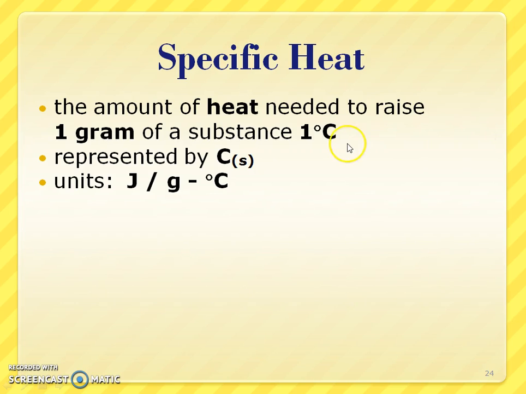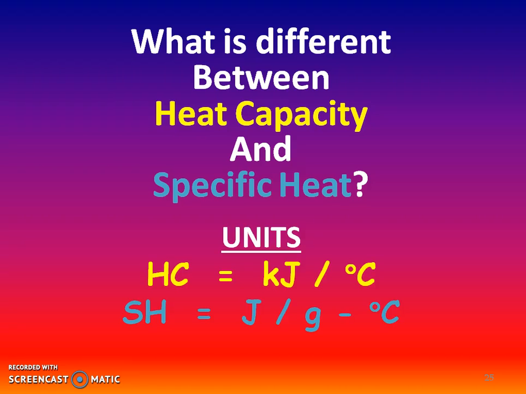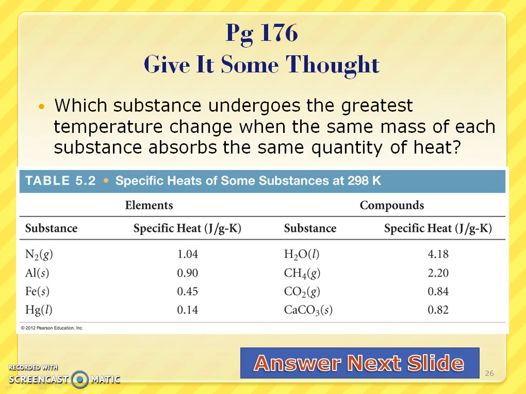Specific heat, on the other hand, is 1 gram. It depends on only 1 gram of the substance. So again, your units here are going to be slightly different. Joules per gram degree Celsius. So it's going to be for every 1 gram, how much does it go 1 degree Celsius? Where the heat capacity, you could just put however many grams in there. So what's the difference? Well, definitely the units, which I just pointed out. So one deals with that 1 gram and the other one doesn't. So read over this and see if you can get the answer.